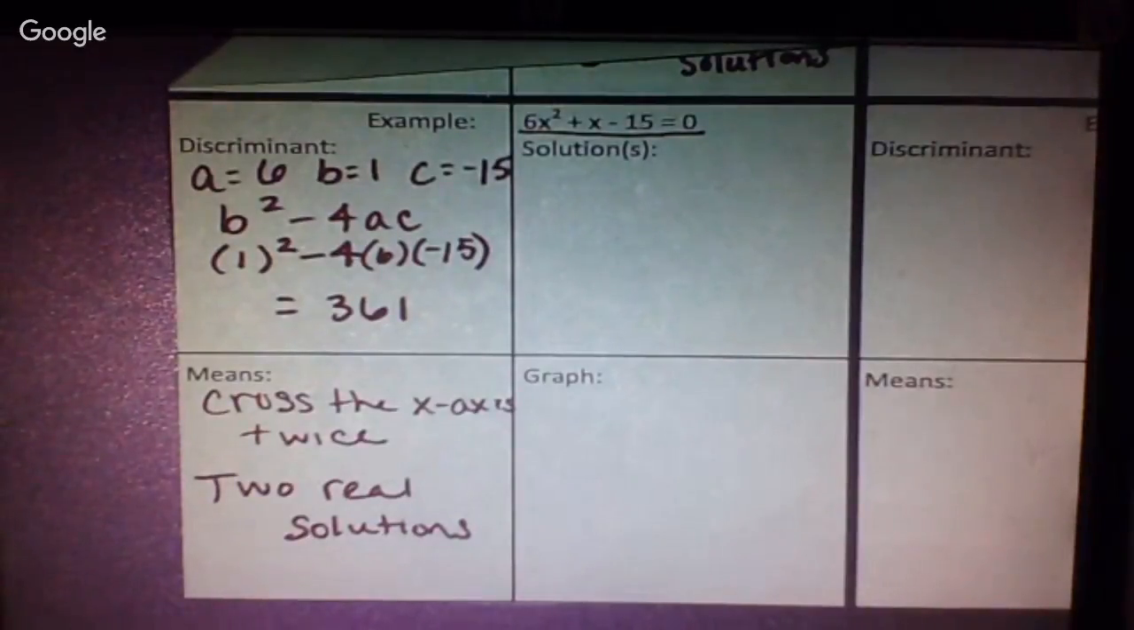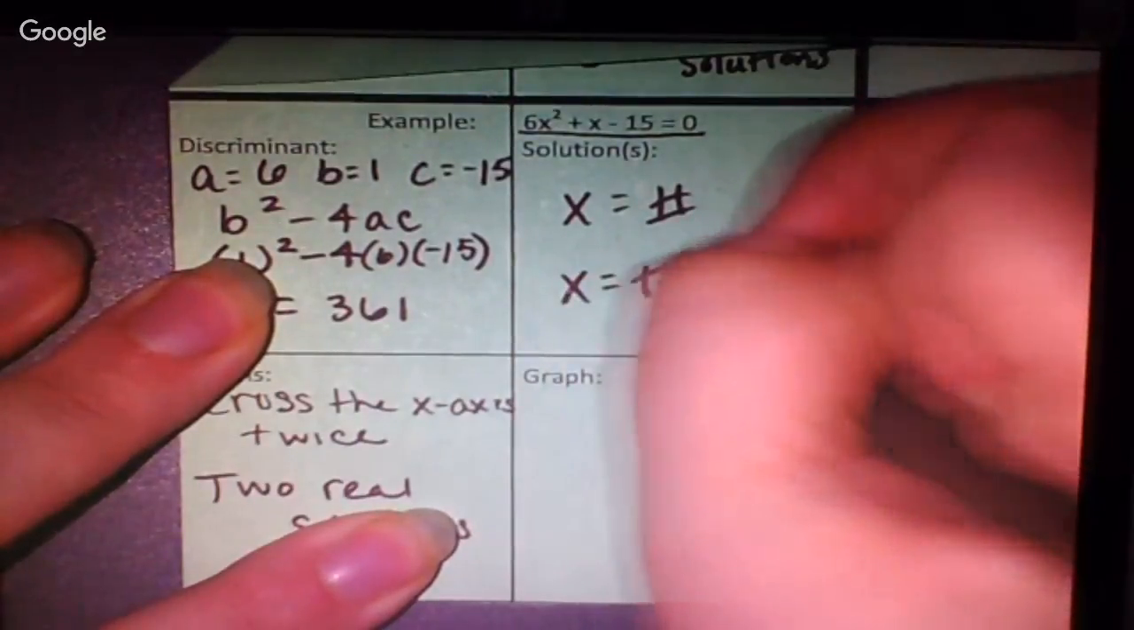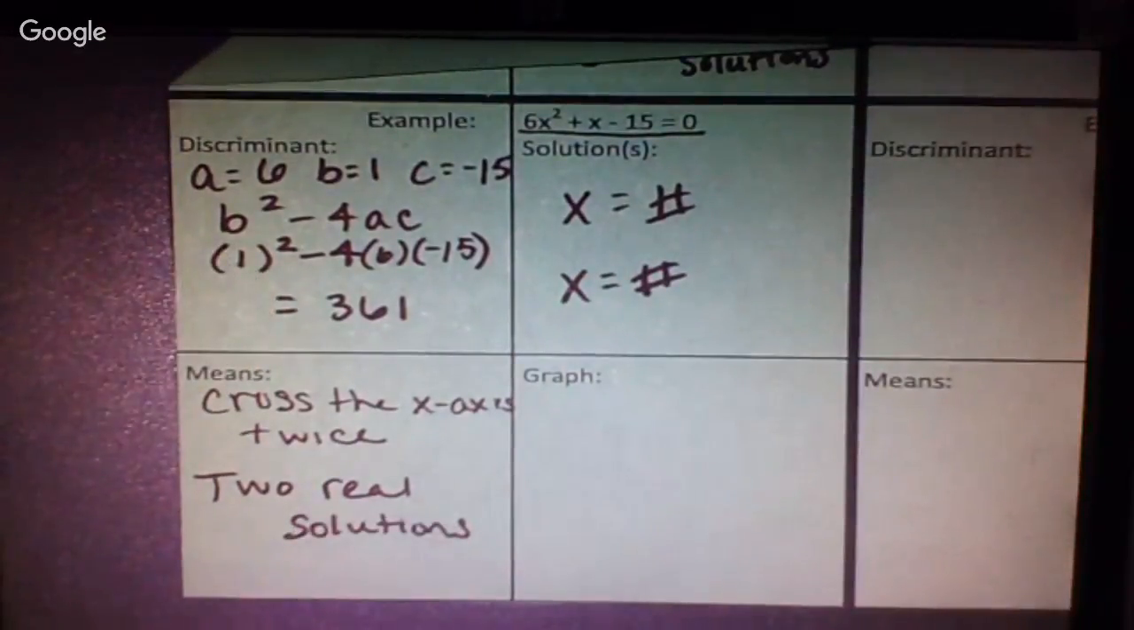When we list them, does it matter which one goes first? No, it will not matter which one goes first. So when you finally get your solutions, which we're not going to do today, you're going to end up with x equals some number and x equals some other number. You're always going to have 2 answers when you have 2 real solutions. Again, we're not actually going to solve anything today. We will concentrate on that tomorrow. Right now, I just want you to be able to look at an equation and tell me it's going to cross twice, cross once, or never cross.